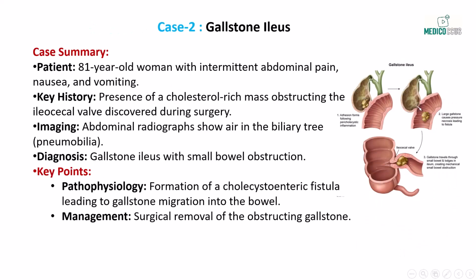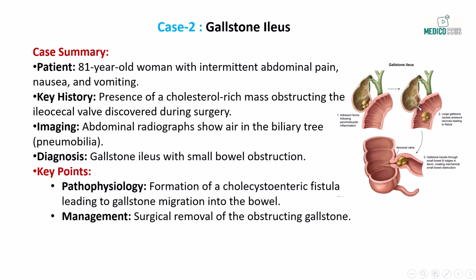Next, we discuss an 81-year-old woman who was brought to the emergency department with intermittent abdominal pain, nausea, and vomiting. Imaging revealed a complete small bowel obstruction, and surgery uncovered a cholesterol-rich mass obstructing the ileocecal valve. This is a classic presentation of gallstone ileus, another high-yield topic for Step 1.